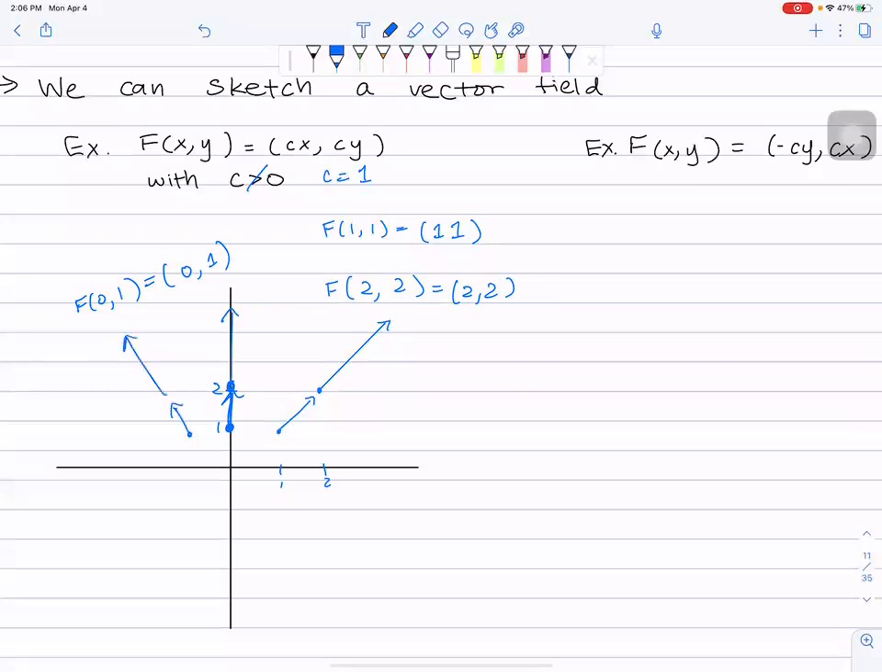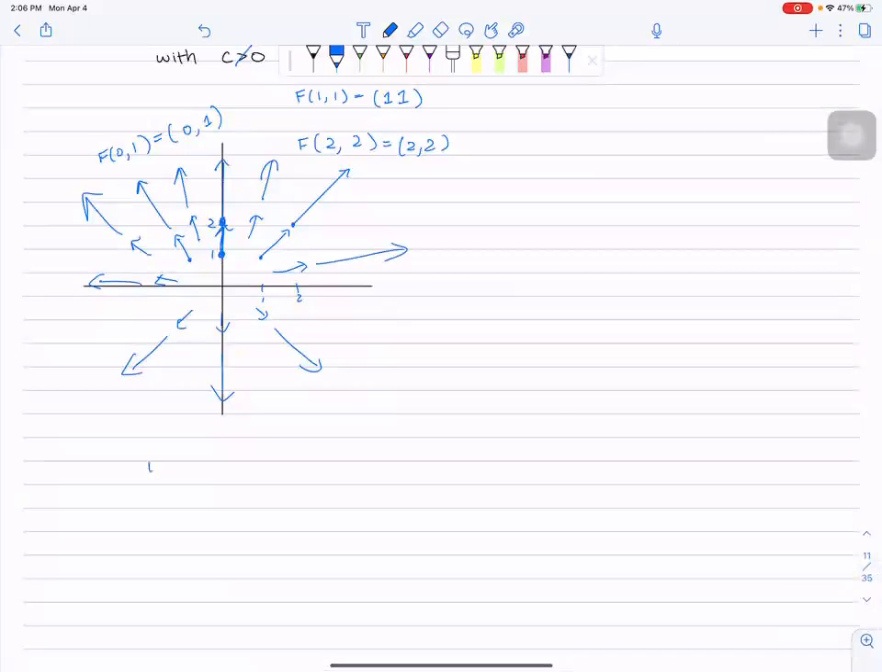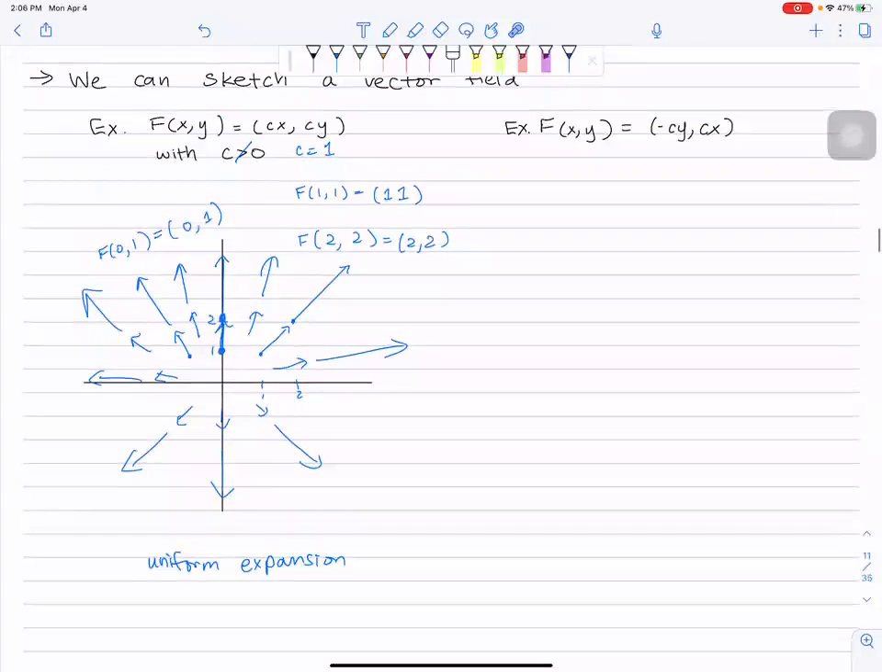And you'll notice a pattern that it looks kind of like a firework. And so this will be our vector field. There's a bunch more vectors here. Okay, so this is called uniform expansion, because you can see that it's expanding outwards and it keeps getting bigger and bigger and bigger.